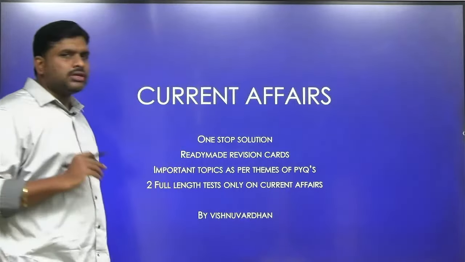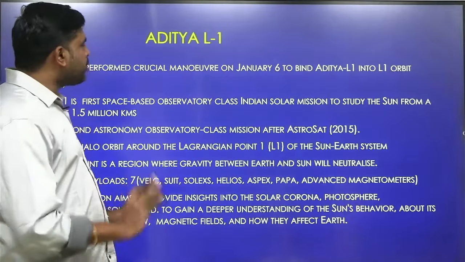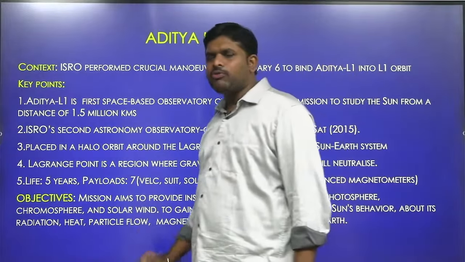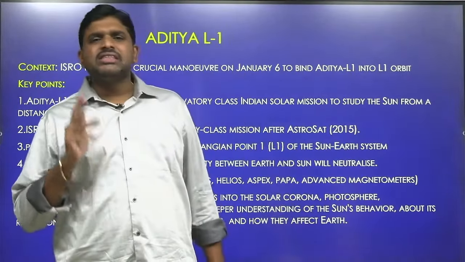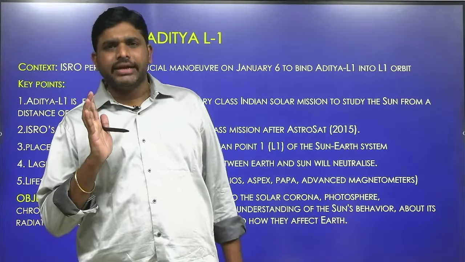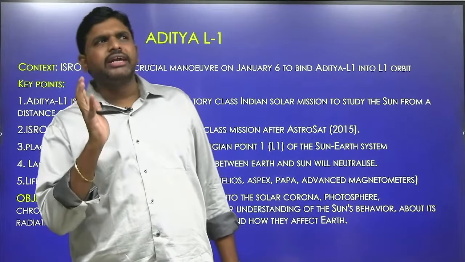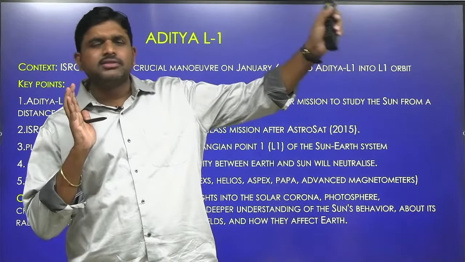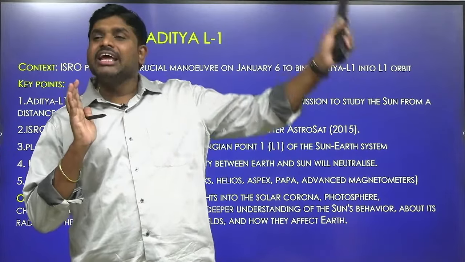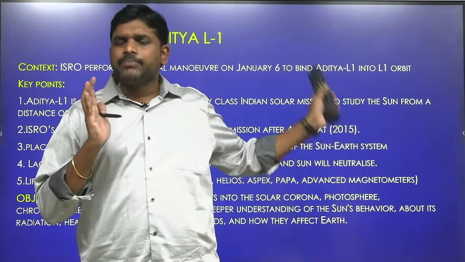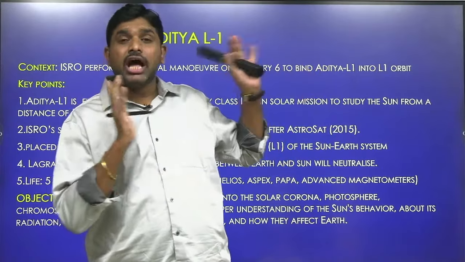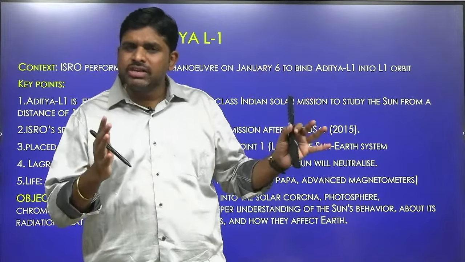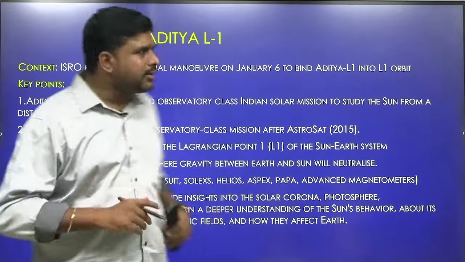So I am going to discuss January month current affairs. The first topic which is in the news is Aditya L1. What is Aditya L1? It is the second space observatory satellite, which will be observing the space. It will be studying astronomical things. Earlier it was AstroSat, now it is Aditya. This Aditya L1 is mainly studying the sun. The photosphere and the corona of the sun are exclusively studied under this Aditya L1.